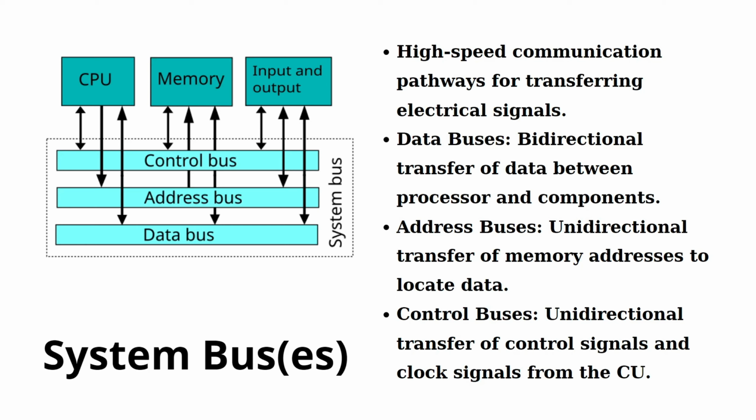Control buses are also unidirectional and transmit control signals from the control unit, CU, to other components, along with clock signals that synchronize operations.